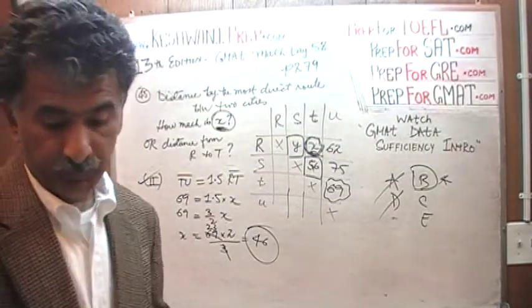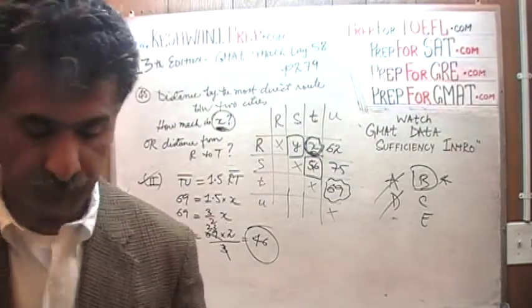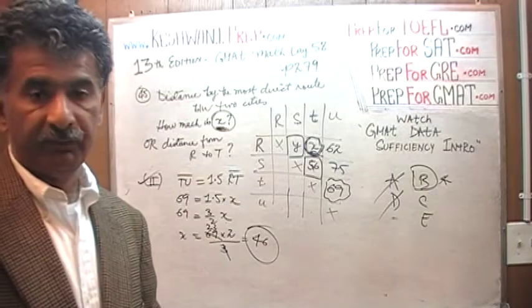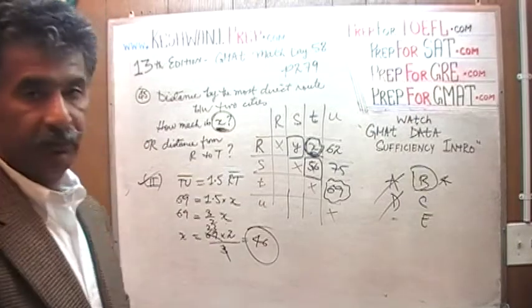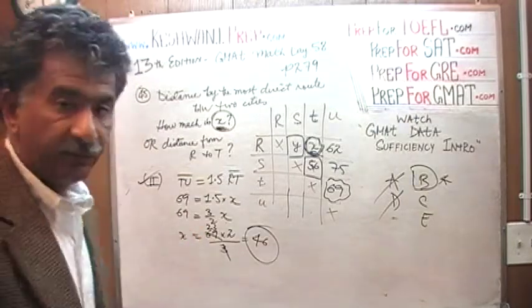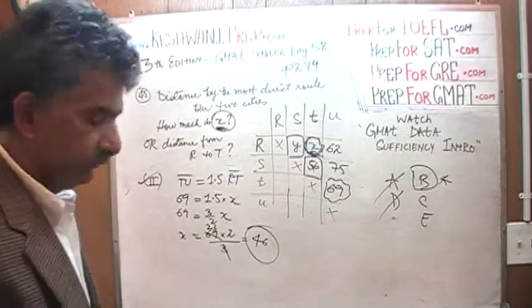Well, whatever it is, the point is not whether it's 46 or 56. The point is we are able to figure out what x is. The question was, what's the value of x? How much is x? And the second statement does the job. Therefore, the answer is B.